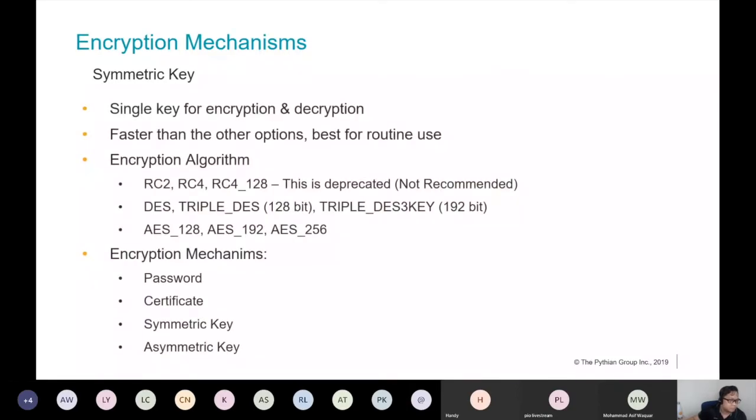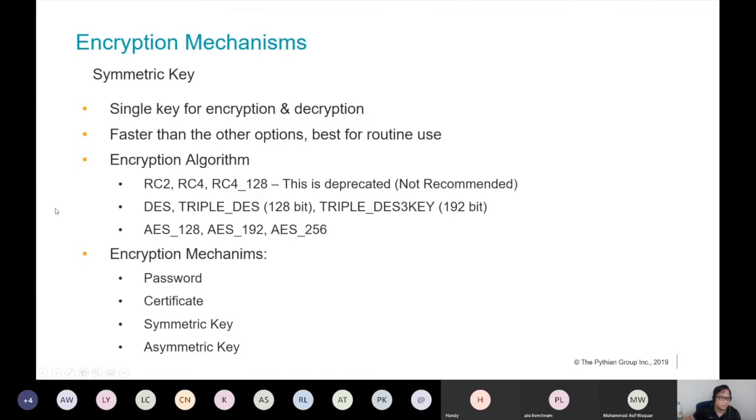So let's go to the encryption mechanisms. Earlier we saw symmetric key, asymmetric key, and certificates. We'll first discuss symmetric key. Symmetric key is the fastest among the three. It's also the simplest because it uses a single key for encryption and decryption. So if you're going to do encryption for your transactions, which you need to do many times within the day, this is the best option among the three because it's faster.